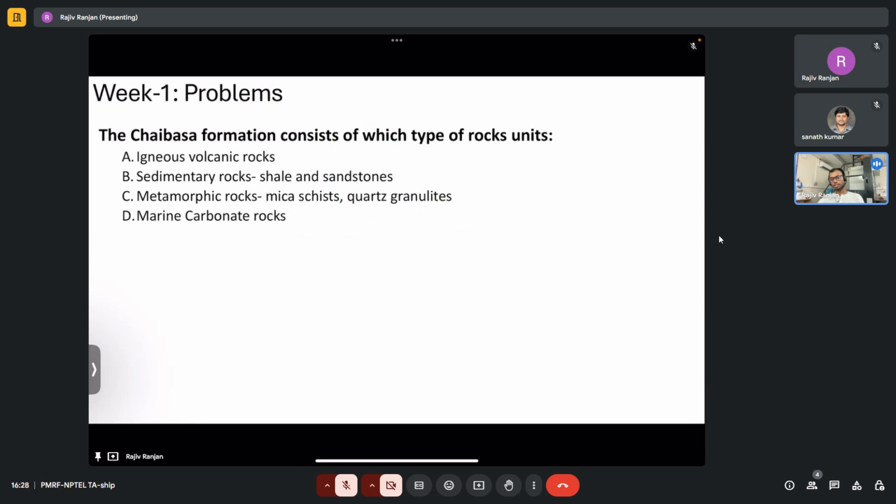Tell me, what do you think? The Chaibasa formation consists of which type of rock units? Option A, igneous volcanic rocks. Option B, sedimentary rocks, shale and sandstones. Option C, metamorphic rocks, mica schist, quartz, granulites. Option D, marine carbonate rocks. What do you think, Sandhu?